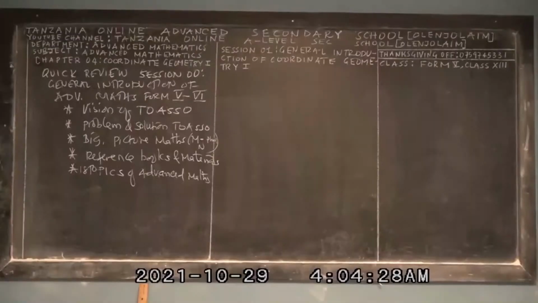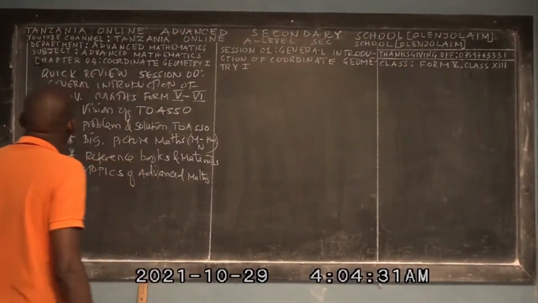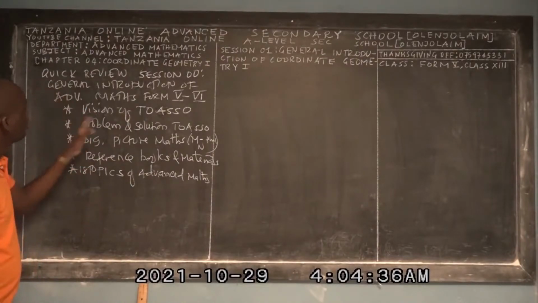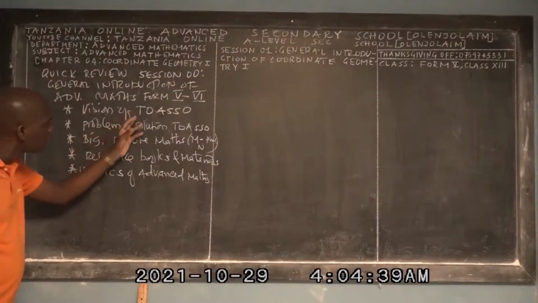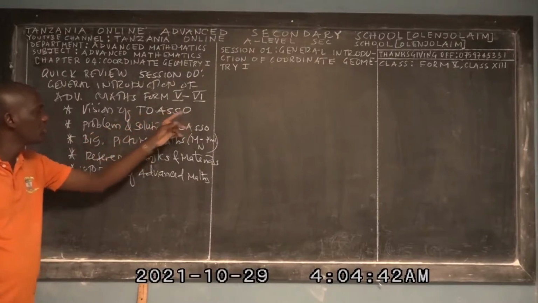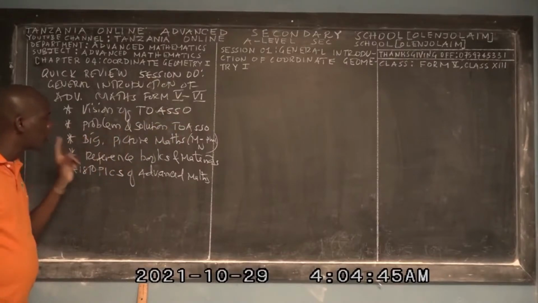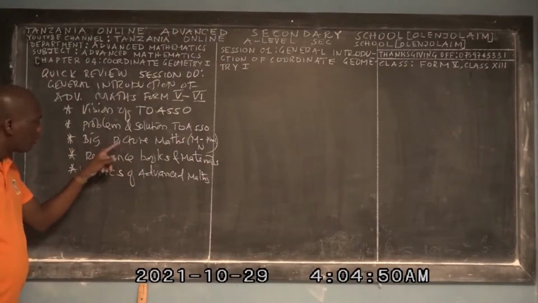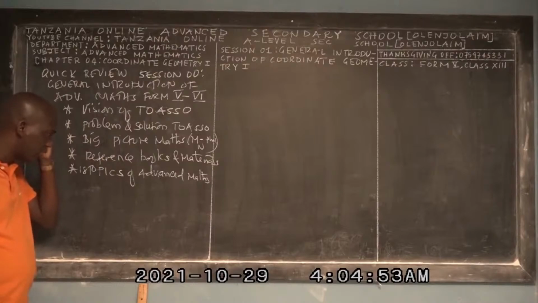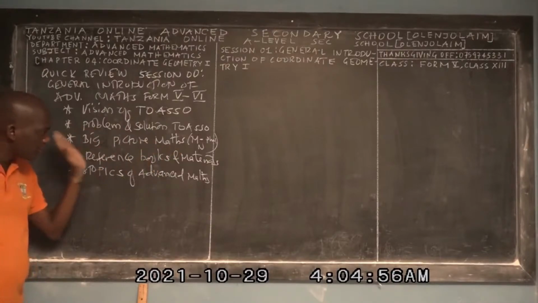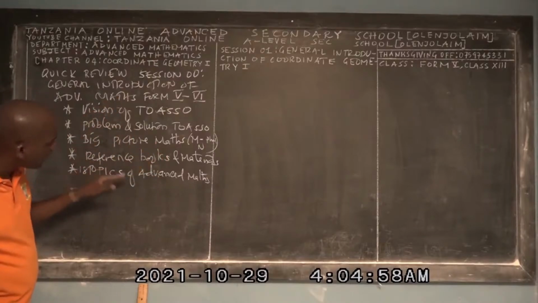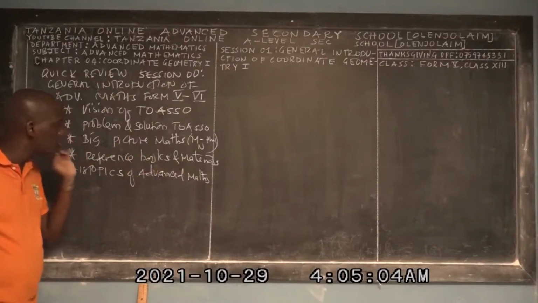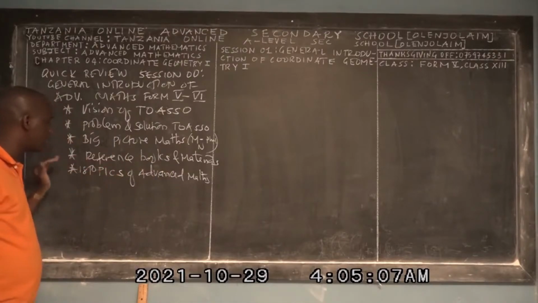And then, okay, so in this Session 00, the general introduction of advanced mathematics Form 5 through Form 6, we shared the vision of TOASO. TOASO is the abbreviation of Tanzania Online Advanced Secondary Schools. And we shared also the problems that we are solving in TOASO. And that's not enough. Also, we shared the big picture that God has given me in mathematics, from the nursery level to the PhD or postgraduate studies, and hence the reference books and materials that we need in order to master advanced mathematics.